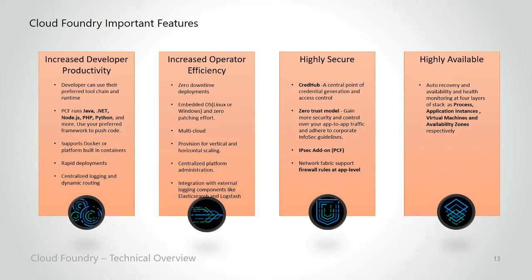Developers can use their preferred tool chain and runtime. A lot of tool chains and runtimes are readily available in this platform, like Java, .NET, Node.js, PHP, and Python. So developers get a lot of choices to select what kind of tool chain they want to use to push the code. They don't need to worry about the deployment and installation of that runtime and all those things. That saves developer overhead and increases developer productivity.